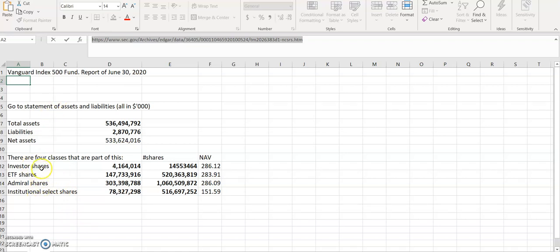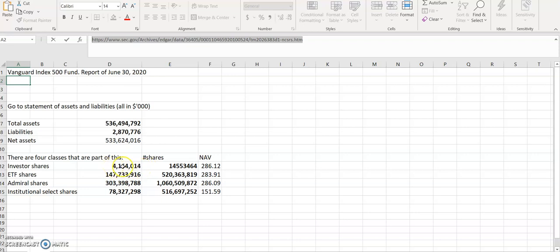What you can see is that this fund now has 4 classes: the investor shares, admiral shares, the ETF shares, and the institutional shares. This gives you the total net assets attributable to each of those classes. For the investor shares, there are so many shares outstanding with claims on so many dollars of net assets. Keep in mind these are in thousands, so this is 4 billion.